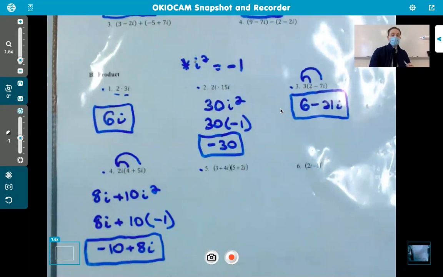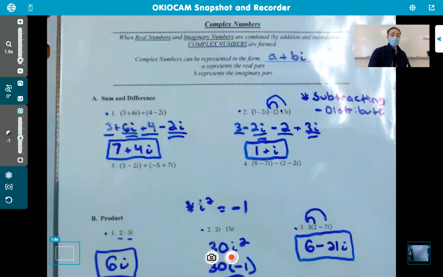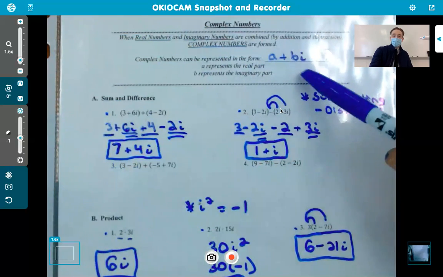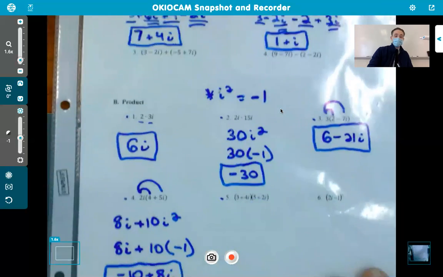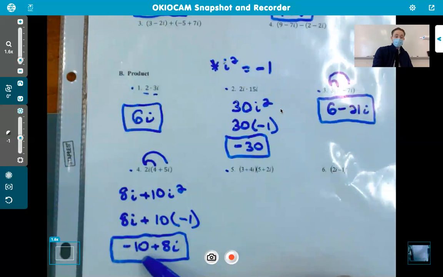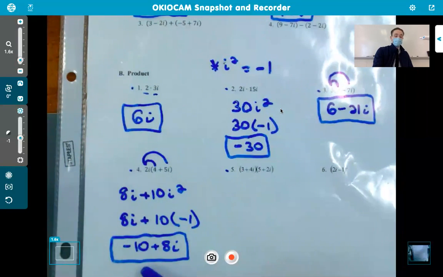Any questions about number 4? Why'd you put 10 in front of the 8i? Okay, good question. So it relates back to the original note that when we write our answers as complex numbers, we want to make sure that the real term comes first, followed by the imaginary. So notice that when I simplify, the 10 times the negative 1 gives me a real number of negative 10. I still have the 8i there. That's my imaginary. The negative 10 is my real. So I want to write the real first, followed by the imaginary. That's why I put the negative 10 out in front.